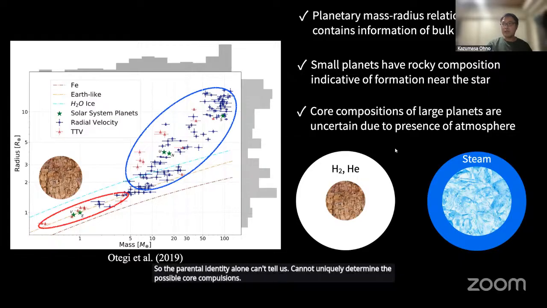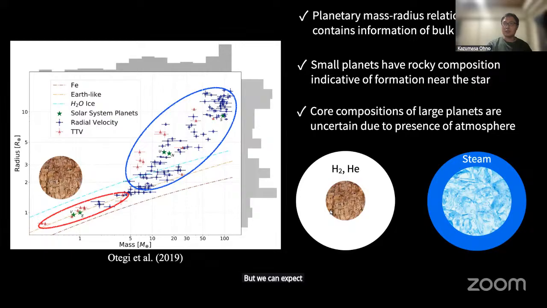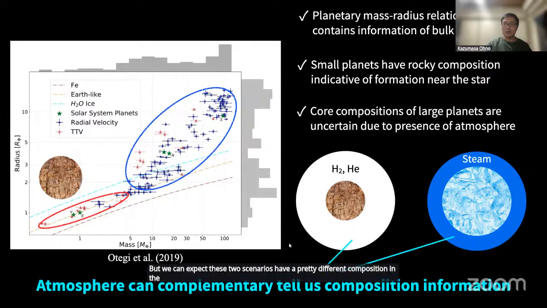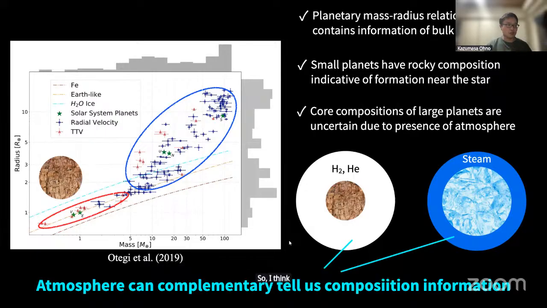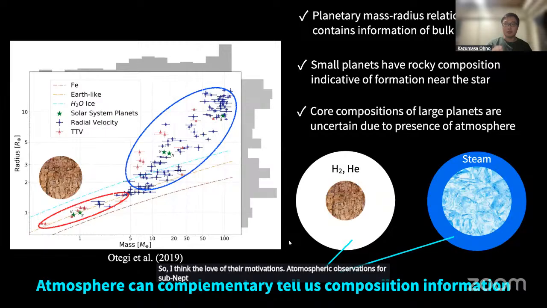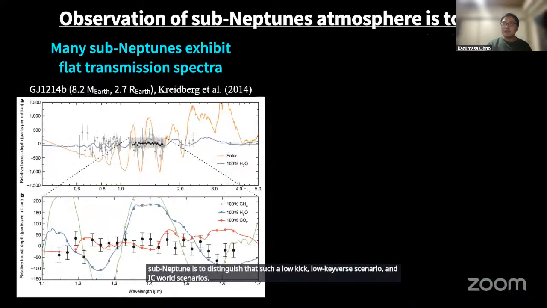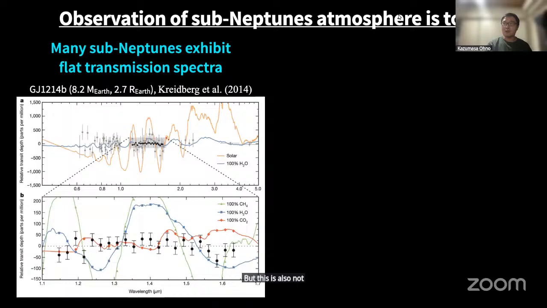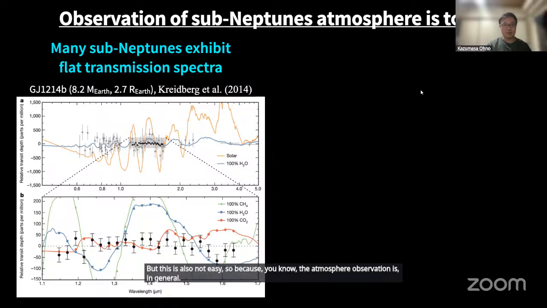But we can expect these two scenarios to have pretty different compositions in their atmospheres. So I think one of the motivations of atmospheric observations for sub-Neptunes is to distinguish such a rocky world scenario and an icy world scenario. But this is also not easy, because atmospheric observation is in general not easy for sub-Neptunes.